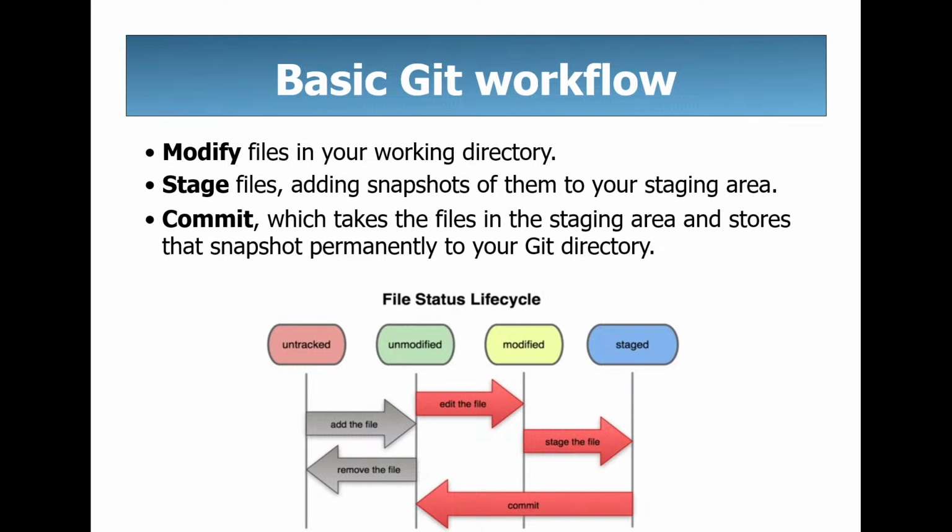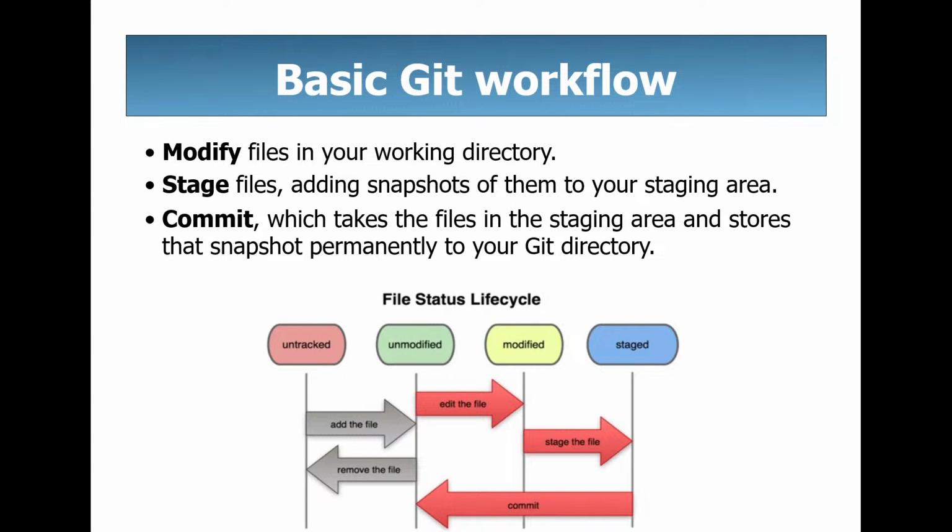Stage changes. Purpose: add changes to the staging area. This prepares the changes to be included in the next commit. For example, command: bash git add file. Note: git add stages all changes in the current directory and its subdirectories.